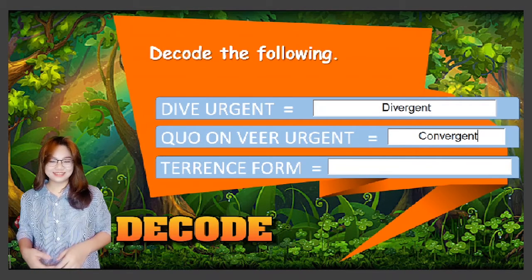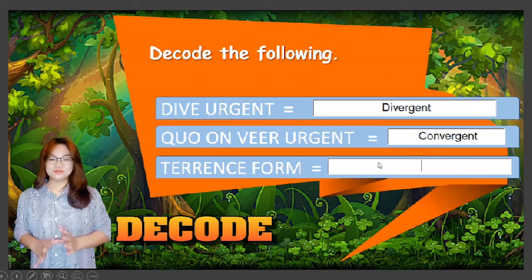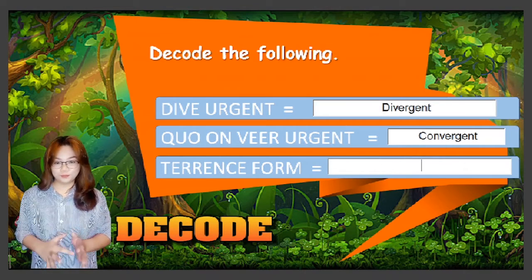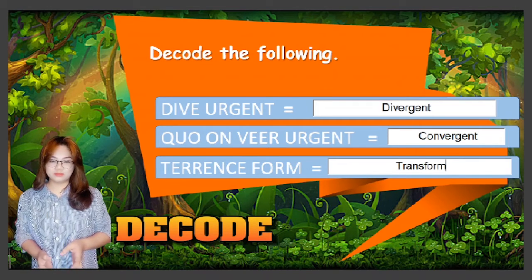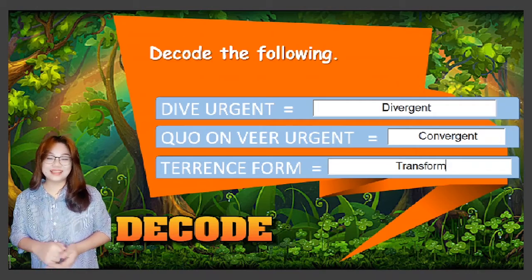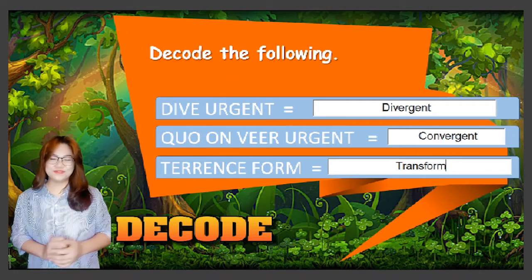Convergent, that's correct. Now, the third one, we have Terence form. Terence form. What do you think is the word that we can form from that? Great, that is transform. You're doing good.